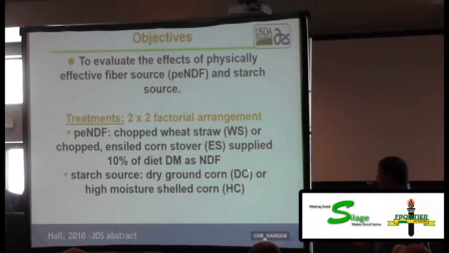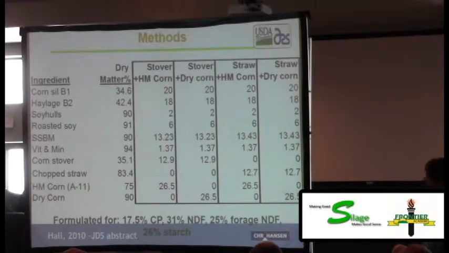They also looked at whether it made any difference whether we had dry ground corn or high moisture corn. We can talk about that some if you want, but this is primarily where I'm going to spend my time. The rations were kind of an old style, a traditional Wisconsin diet. A little bit more corn silage than haylage, that's a little bit off, but basically like a 50-50 haylage corn silage. 20% corn silage, 20% haylage. A little bit of soy oil, a little bit of roasted soybeans, some bean meal, and then either 13% corn stalks or just under 13% wheat straw.